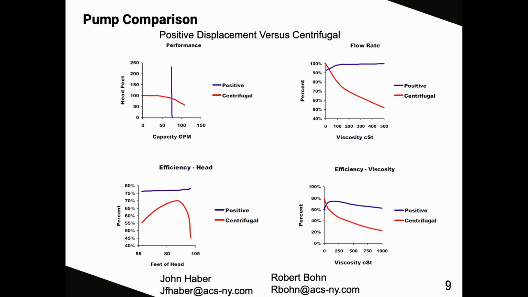If you look on the bottom left portion of the slide, you can see the efficiency: the efficiency percentage versus the feet of head. For a centrifugal pump, this is where pump selection becomes kind of tricky in chilled water systems, as you always want to hit that peak portion of the pump efficiency. Whereas with a positive displacement pump, you really don't need to worry about that.